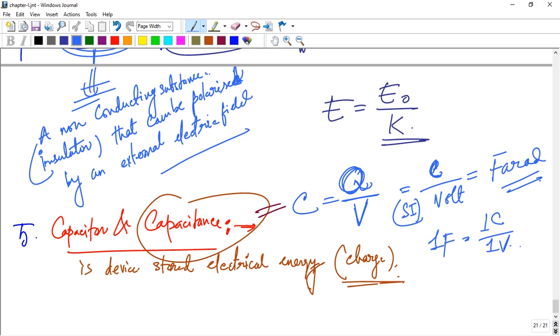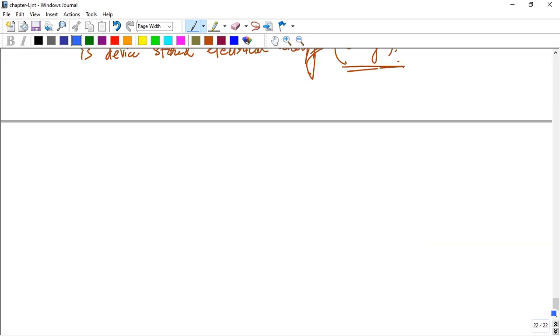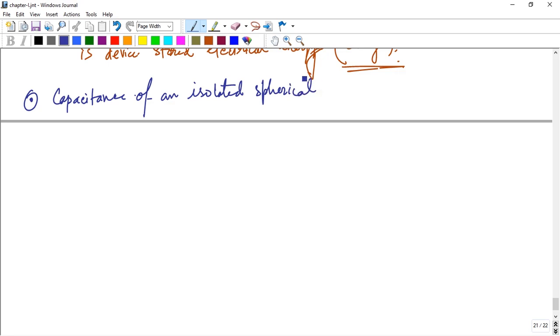Okay, so the capacitance of an isolated spherical conductor: C equals 4 pi epsilon naught times R, where R is the radius of the conductor.